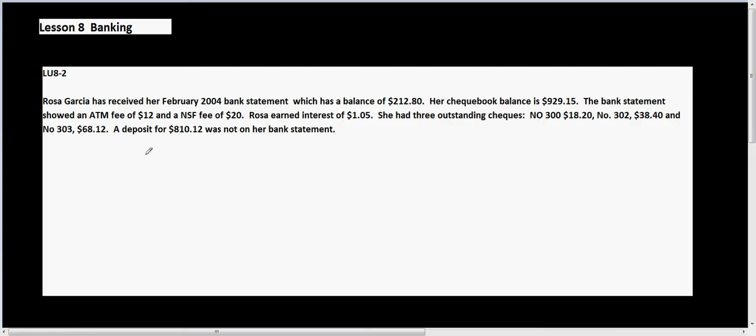So let's take a look at Rosa here and see how that affects her. In February, Rosa receives a bank statement and it says that her balance is $212. When you're going to do a bank reconciliation, I split the page in half. So one half is going to have all the information on the bank. So let's start that. We're going to have a bank balance, and this should be the opening balance. I'm just going to shorten that down to open. Bank opening balance is $212.80.